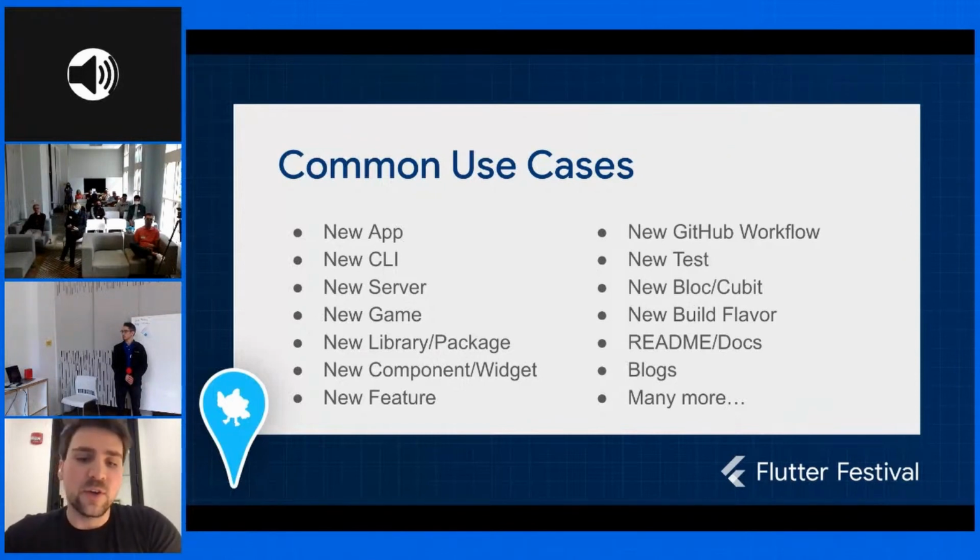But also beyond just code, like using templates for things like READMEs, changelogs, even we use them for things like blog posts and Markdown at Very Good Ventures. So it's sky's the limit for things that you can apply a tool like Mason to help automate.